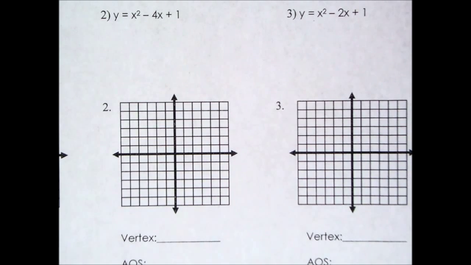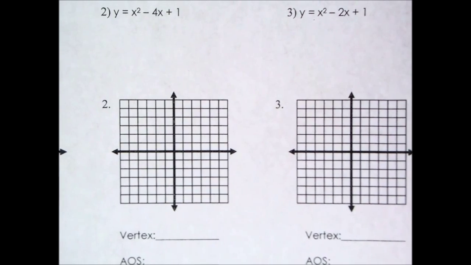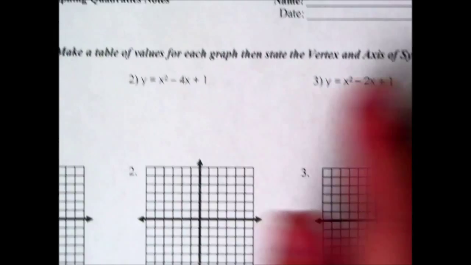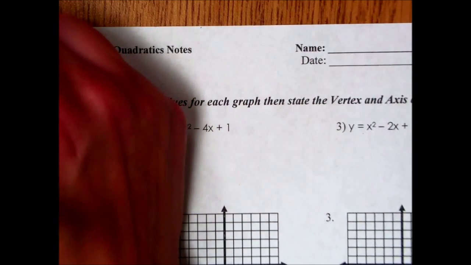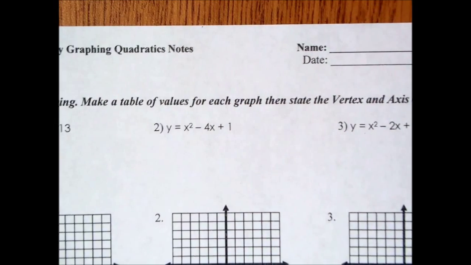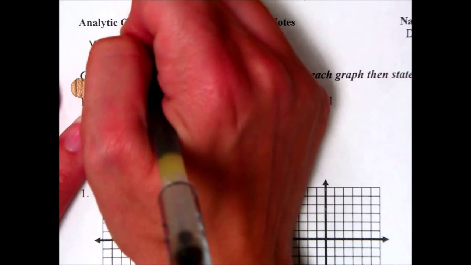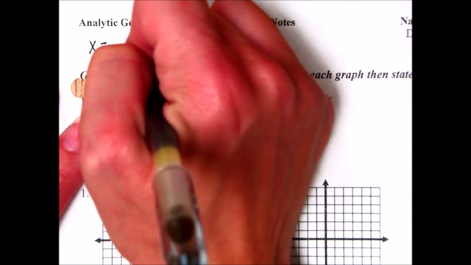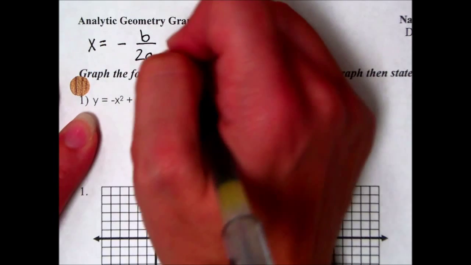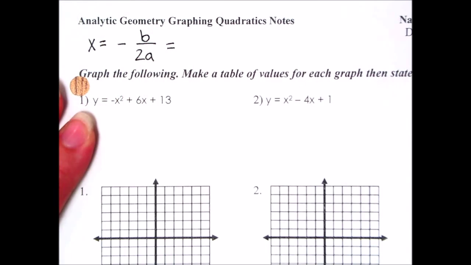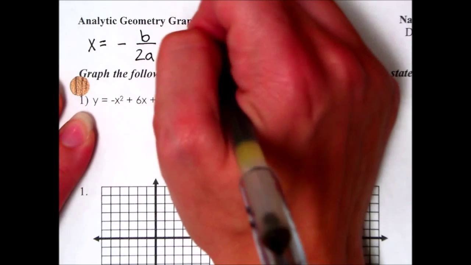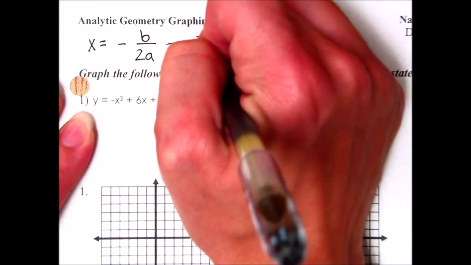Today in class we learned about the importance of the vertex when we're graphing parabolas. And so we're going to want to make sure that we identify the vertex, which is x equals negative b over 2a. I also told you in my class that it's often more beneficial to put the negative with the b and put it over 2a.